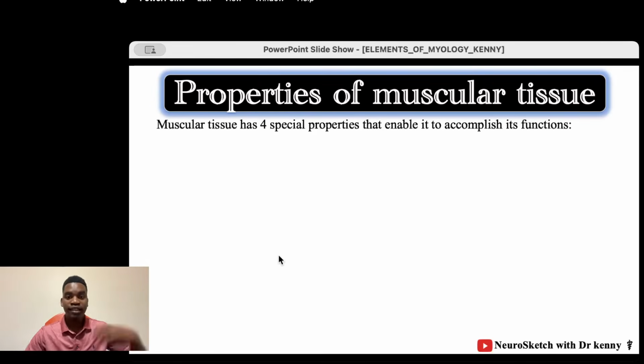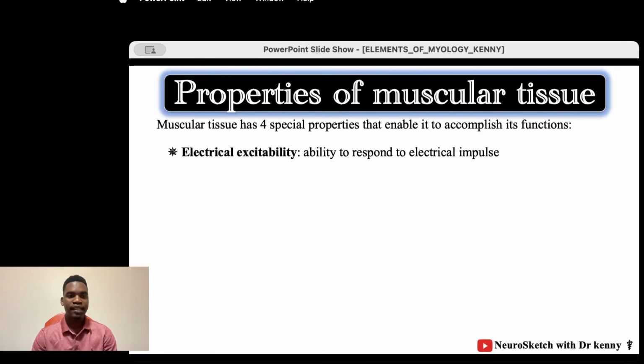So in order to accomplish the above mentioned functions of the muscle, we have some properties of the muscles that will make it possible. Number one is electrical excitability. The ability of the muscle to respond to electrical impulses is very important, because most of these muscles are coordinated, monitored by the nervous system. The nervous system will determine whether or not the muscle contracts. So the ability of the muscle to respond to this nervous stimulus is very important, because it will determine whether or not this muscle will work.